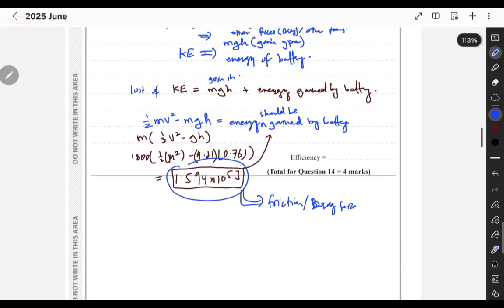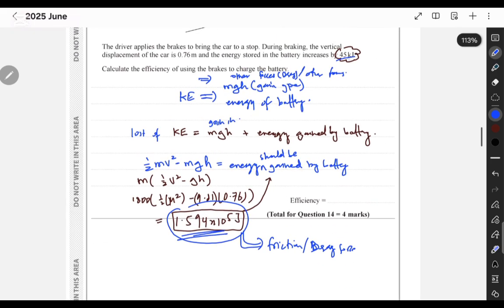So this should be the energy that the braking system should get, but it gets this much. So this should actually be the input, and that should be the output. Right? So this should be input energy. After we get rid of the MGH from the KE, that's the leftover energy we have. So I subtracted both of them. I have the leftover energy, and that should all go into charging the battery. So that should all be the input. But some of it is lost. Okay.